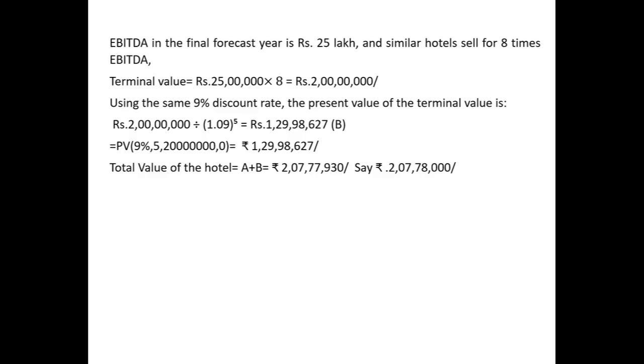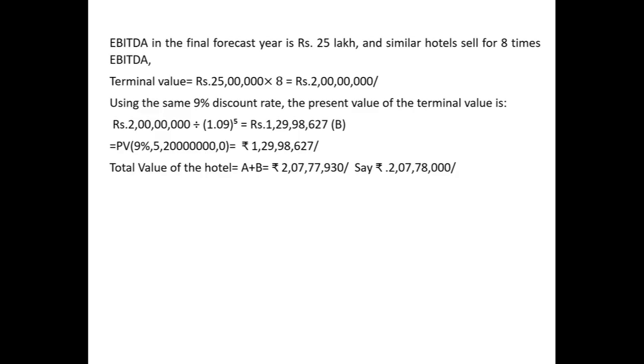And then the future forecast, EBITDA, is given to us as 25 lakh, and it is given that similar hotels sell for 8 times this EBITDA. So your terminal value will be 25 lakh into 8, that is 2 crore. And now you have to calculate the present value of this 2 crore. So for the present value of 2 crore, you divide it with the present value factor, again using the same discount rate, which is 9%.